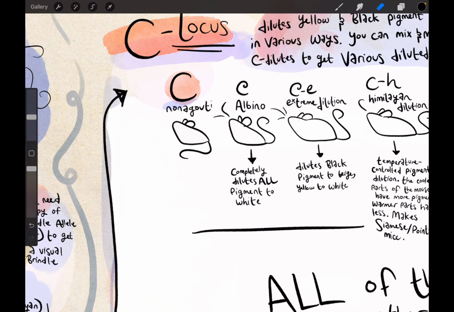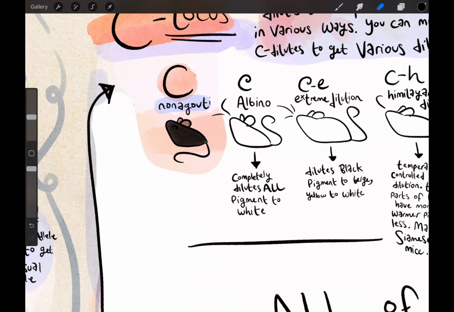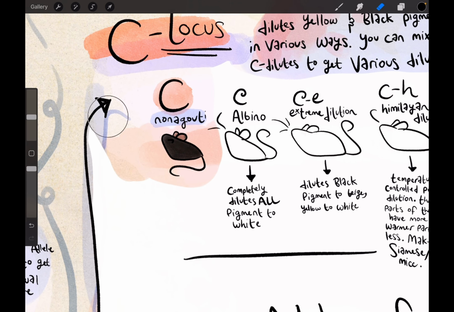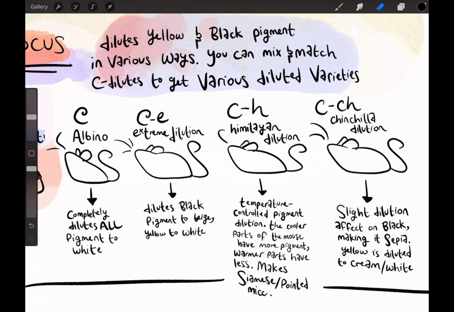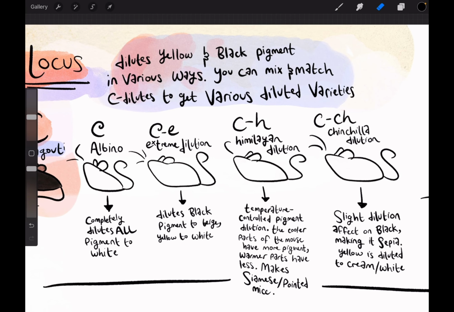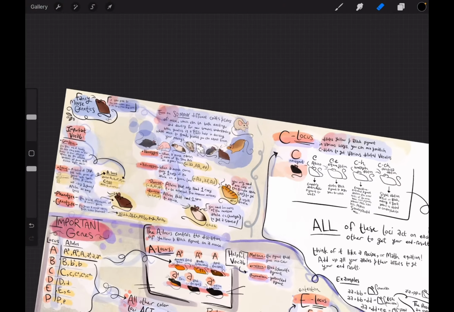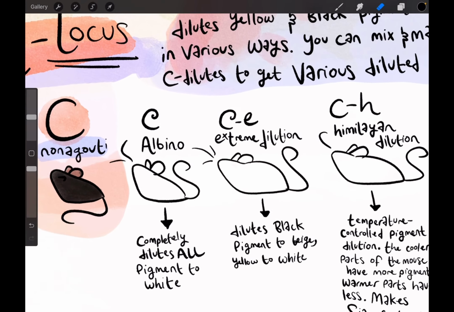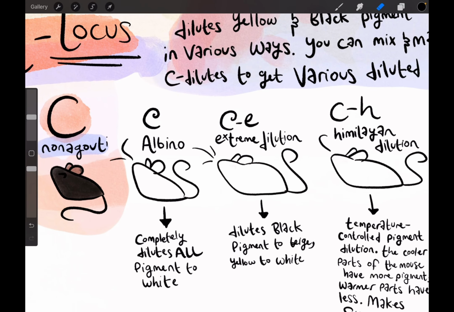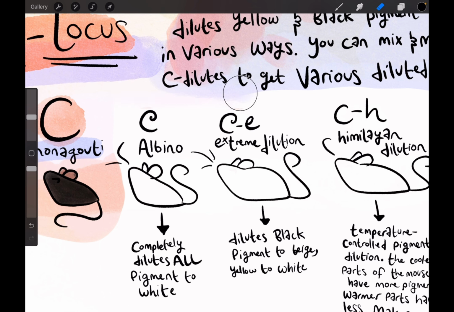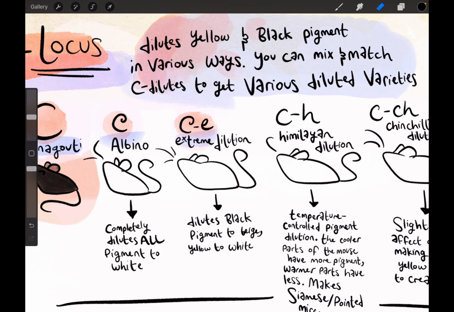All right. First up is our classic wild type, non-agouti. This is an uppercase C, so it's dominant, which means that you need 2 copies of any C dilute for them to express. But fun fact about the C dilutes is that they actually will express together. So you can combine these basically, and you can get both of them expressing at the same time. This means that if you have C and CE, it'll be a combo of those 2 varieties mixed together, which can get very fun.